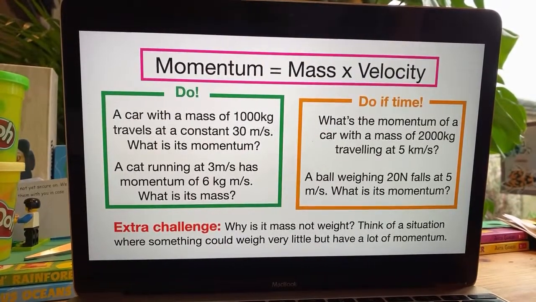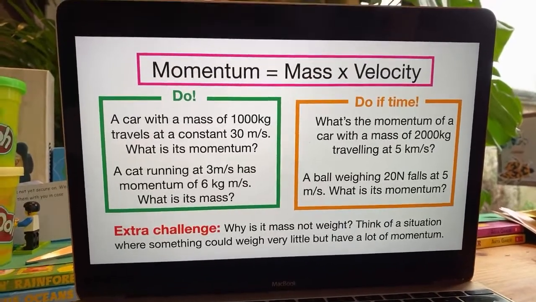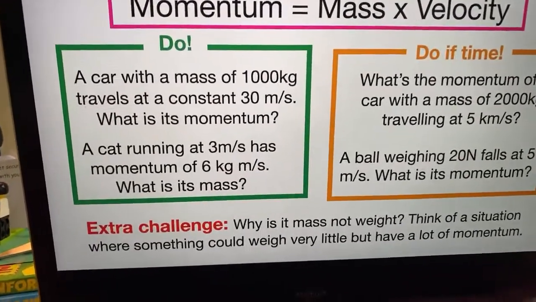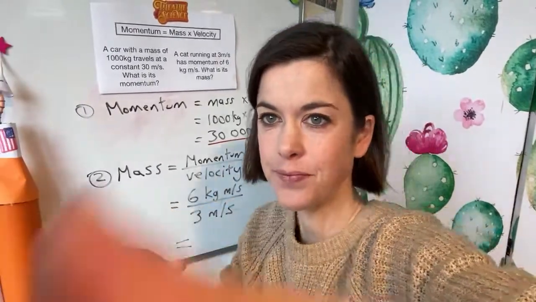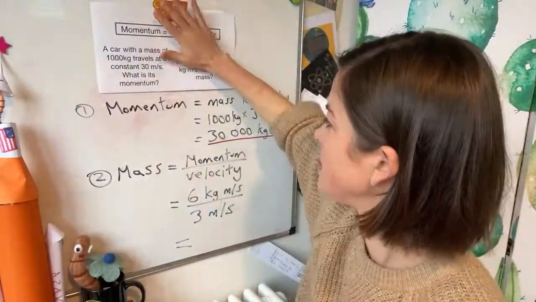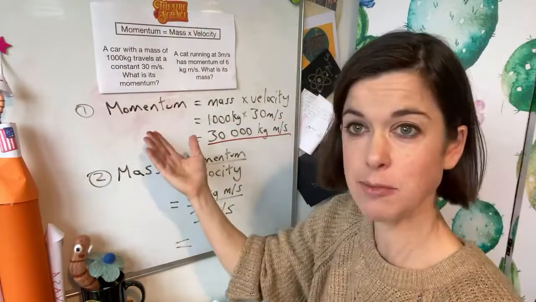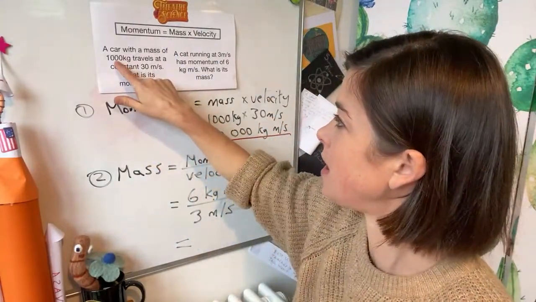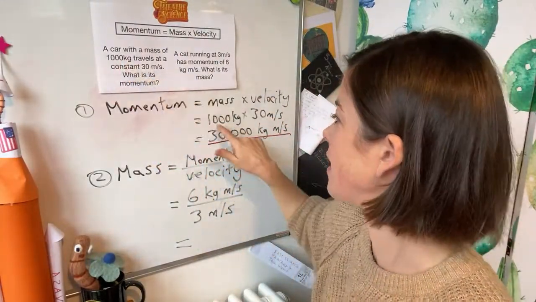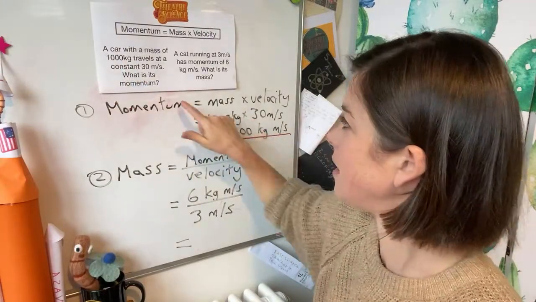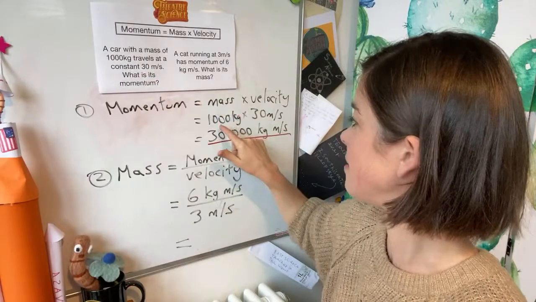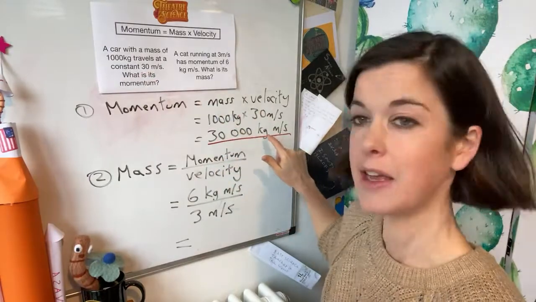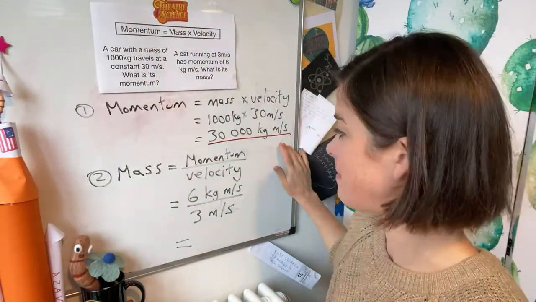All right, here we go. I'll flip you around and talk you through the first two, the hopefully fairly straightforward ones. So the first one: we've got momentum equals mass times velocity, and you just plug the numbers in. So the car's mass is 1,000 kilograms, times 30 meters per second, which equals 30 times 1,000, which is 30,000 kilogram meters per second. Well done if you got that.